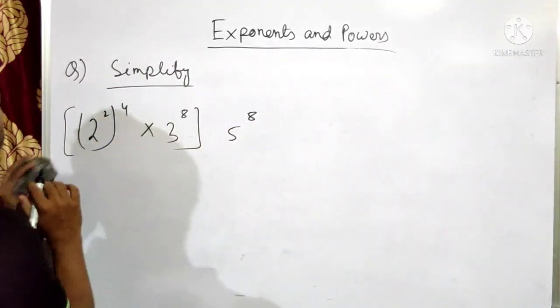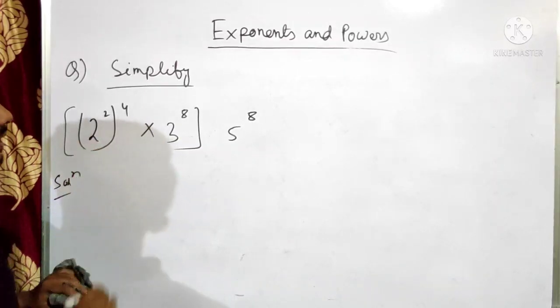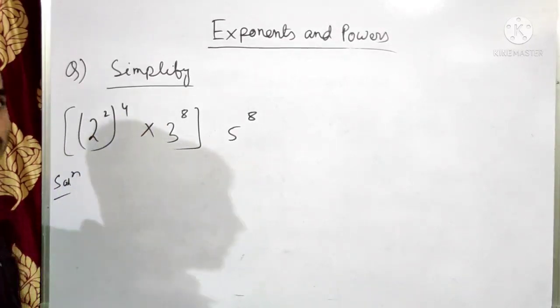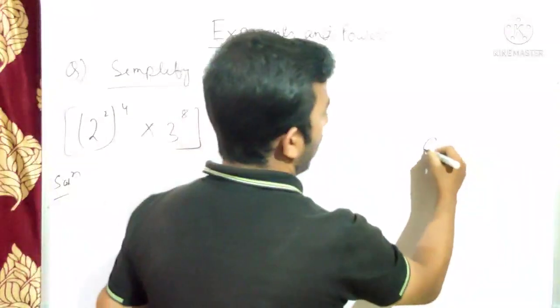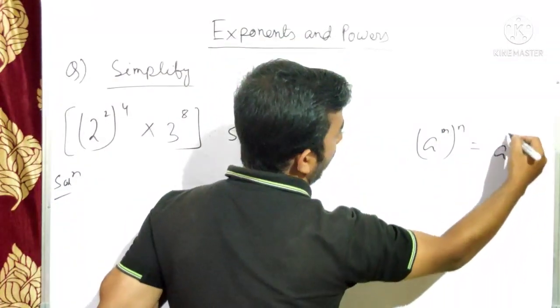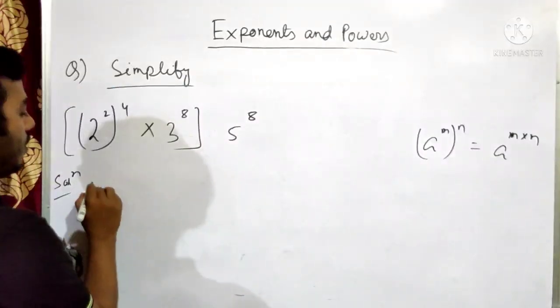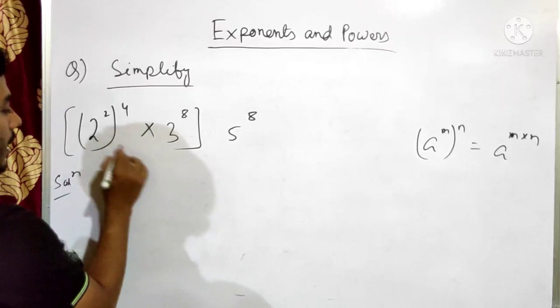So how to solve this? Very interesting. Look, now it can be written as a power m whole power n, isn't it? In this form, a power m whole power n equals what? A power m into n, isn't it? So we'll write here the solution. First we have to write this line, isn't it?